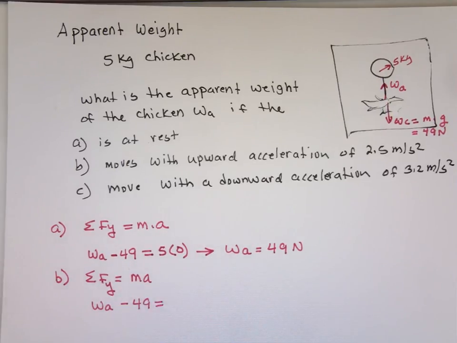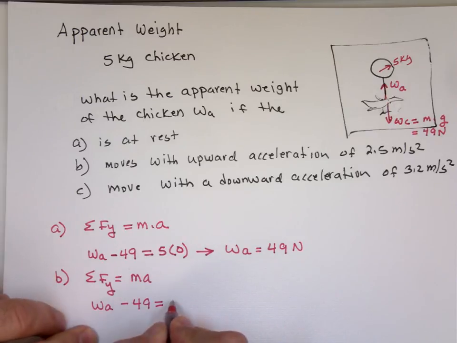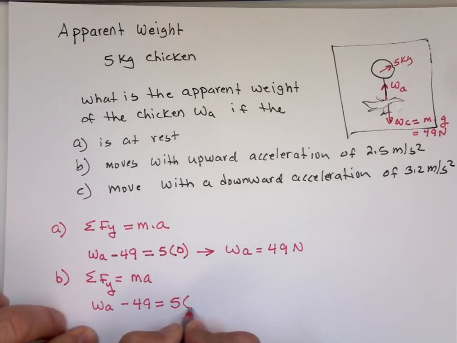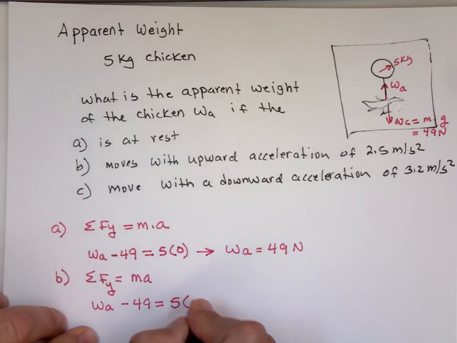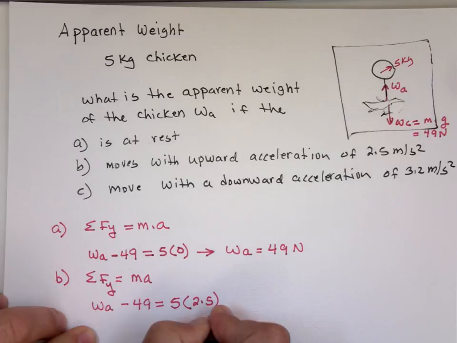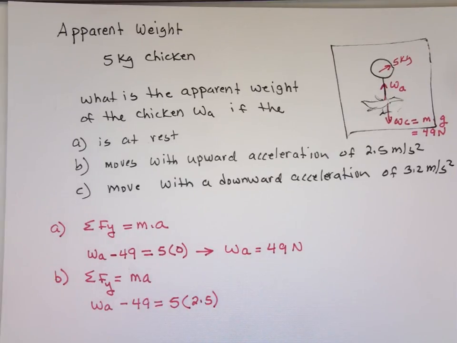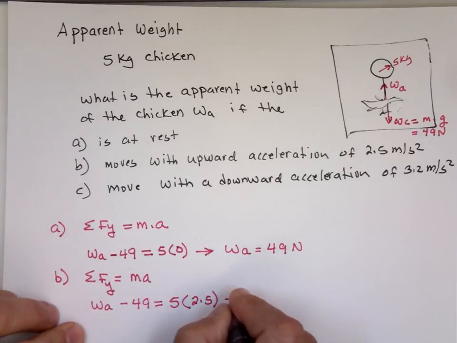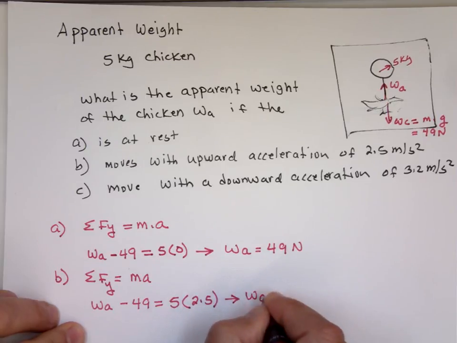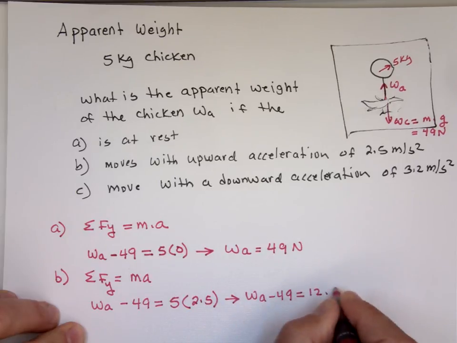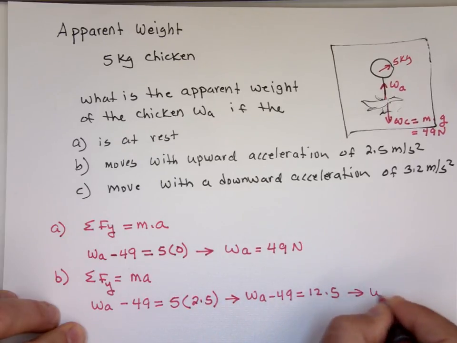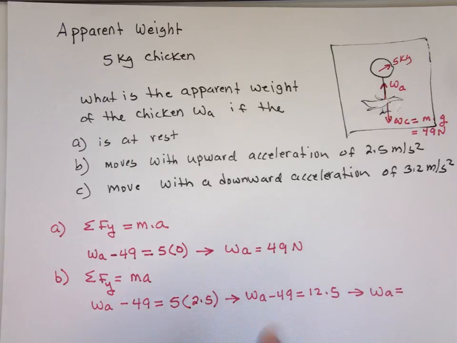What's the mass of the chicken? Mass is what? 5. And what's the acceleration? When it's going upward, is that positive or negative? Positive 2.5. Is that 12 and a half? Mm-hmm. And what is the apparent weight on the scale? 61.5. So notice you just gained some weight.